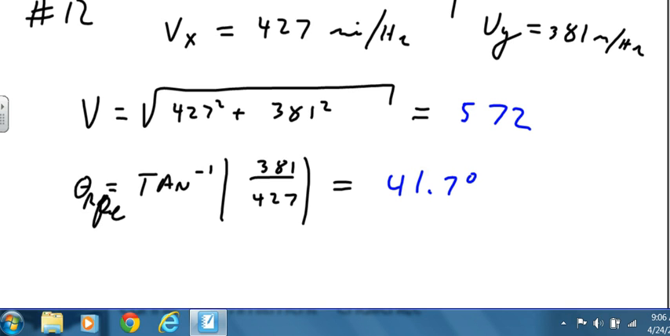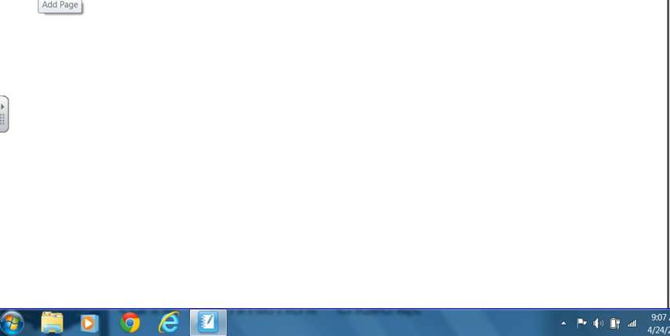Now, I could have just as easily put my mode in polar mode. So I take my calculator and in the mode thing, I change to r angle theta. Okay, and then I'm going to enter in my calculator the x component, 427 plus 381i, enter, and it's going to tell me that my answer is 572 at an angle of 41.7. So my calculator will do this directly. I don't necessarily have to use the Pythagorean theorem and the arctangent, but I can. All right, so now we're looking at problem number 13.